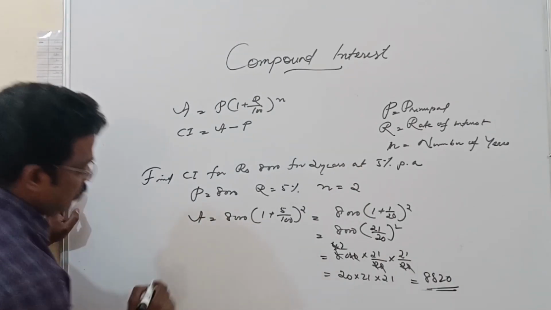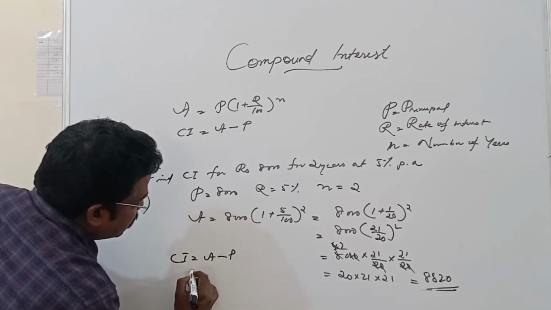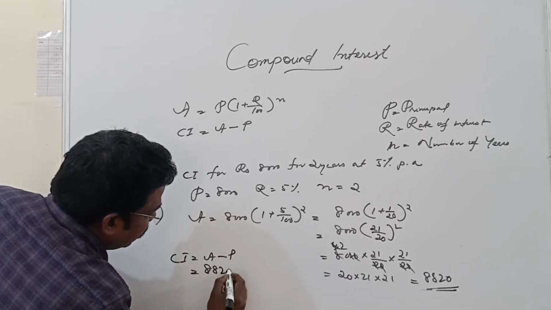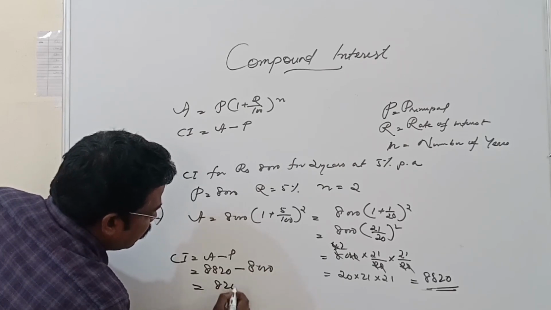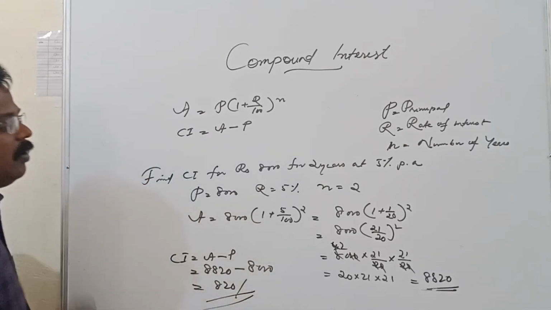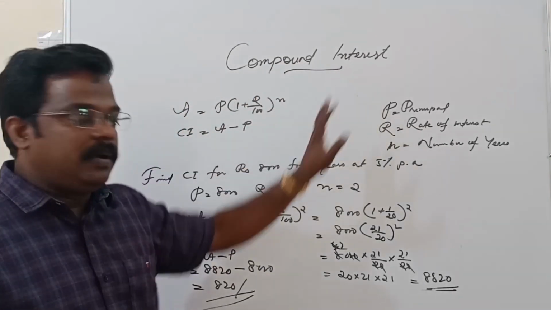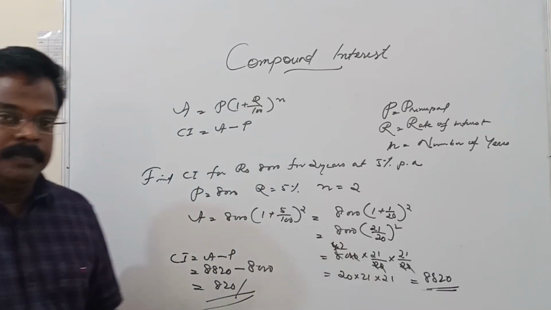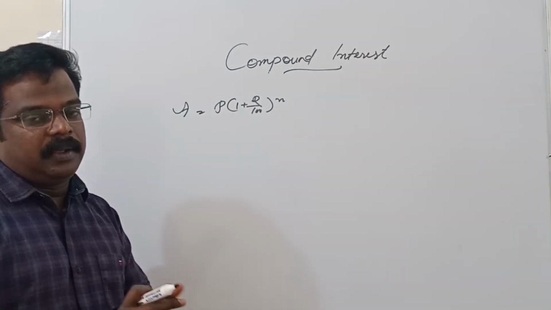So here what is the compound interest? Compound interest equals amount minus principal. Amount equals 8,820. P is 8,000. So 820. This is the compound interest. So this is the way to calculate compound interest by using this equation. Okay. So I told you we can use this equation for finding compound interest.